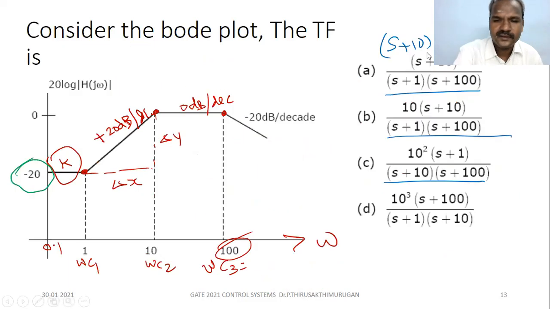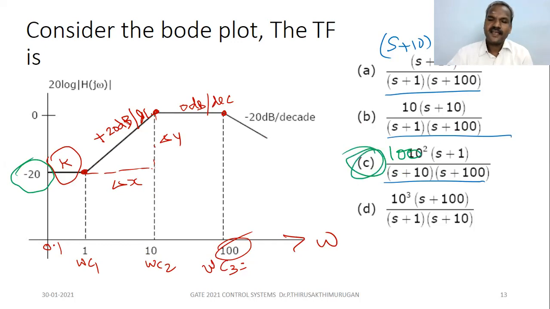Let us go through. So which is the correct answer? 10 square is 100. 100 into S plus 1 divided by S plus 10, S plus 100. So answer C is the correct answer. Understand? Are you getting my point? Okay. Thank you, my dear.